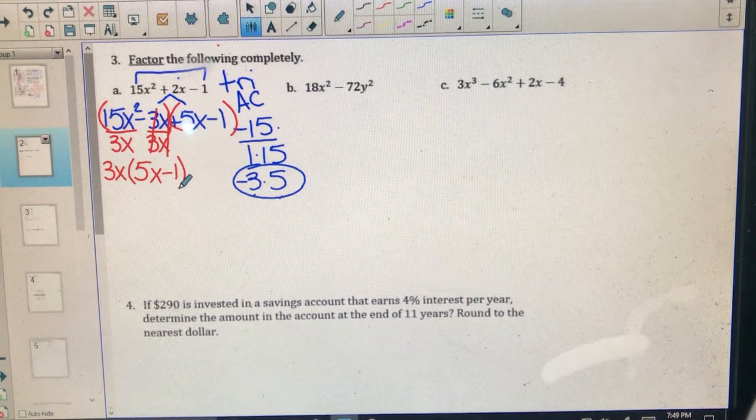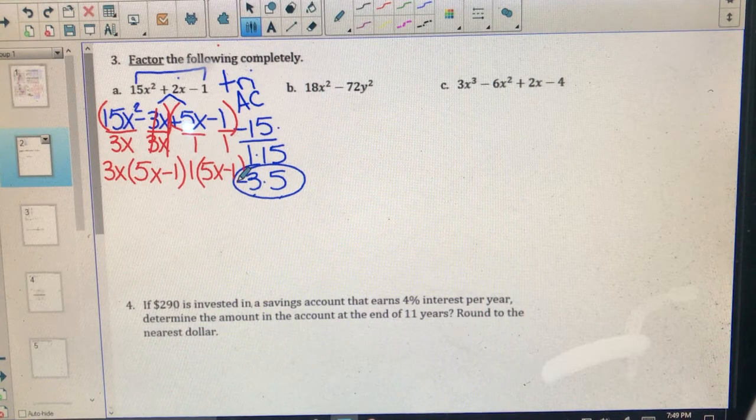Now here's where it gets a little bit tricky. My second group is 5x minus 1. There really is no GCF other than 1. So my GCF is just a 1, and I put that 1 out in front, which makes dividing a little bit easier. 5x divided by 1 is 5x, and negative 1 divided by 1 is a minus 1.